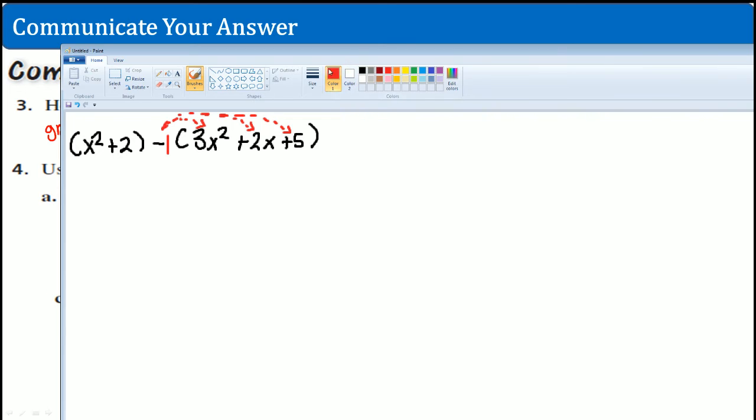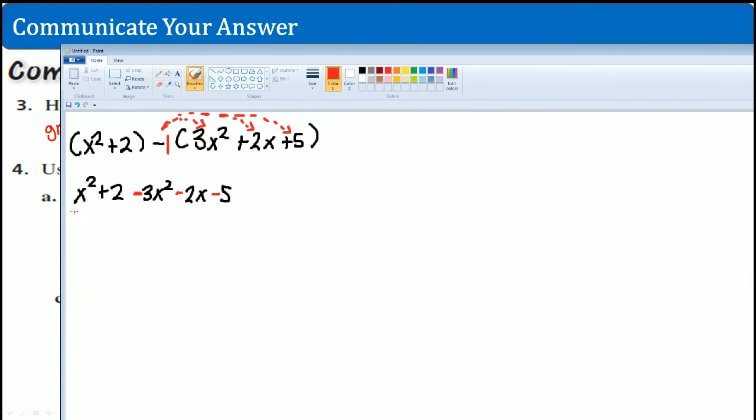Okay, so it should look like this. Nothing happened here, so we can just rewrite it without the parentheses. It's really a 1 here. Then we have a minus 3x squared, right? Then it's a minus, right? Negative 1 times 2x, it's a minus 2x. Negative 1 times 5, negative 5, right? So now we can combine some like terms, right?